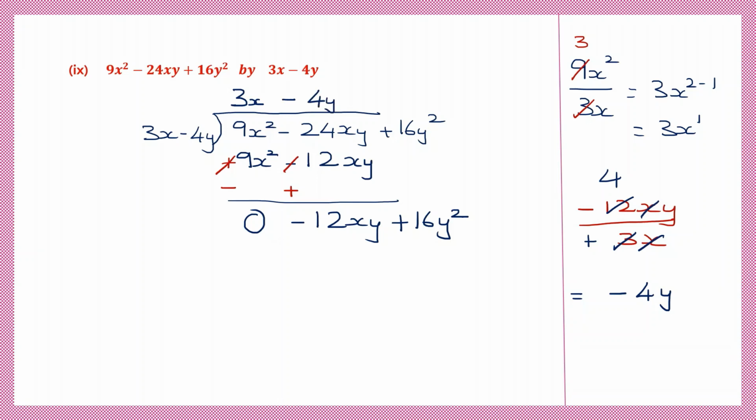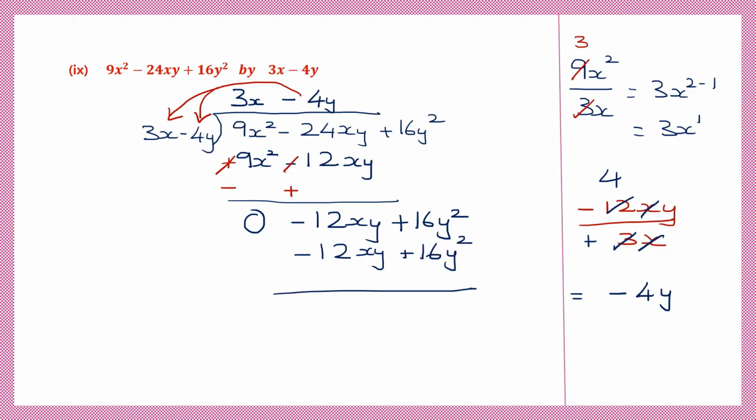Now I need to multiply minus 4y first into 3x. So minus into plus is minus, then the numbers 4 3s are 12, then y into x is yx or xy. Now I need to multiply minus 4y this time by again minus 4y. So minus into minus is plus, 4 4s are 16, y into y is y squared.